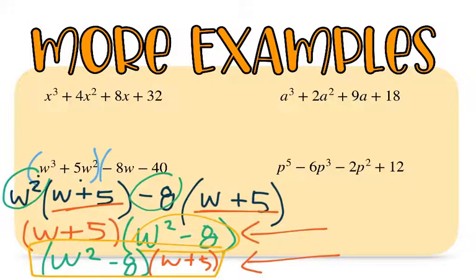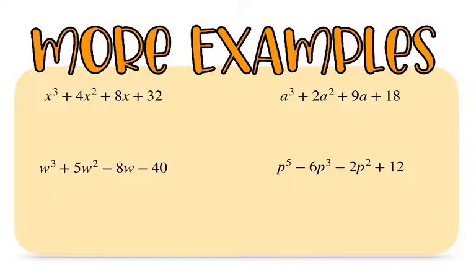All right, pause if you need to look that over, and then we'll work on the fourth one together. All right, so let's look at the last one. Section off your groups, and you want to include the sign, that negative sign, in your second group. And now we'll go through each group and see if there is a GCF.